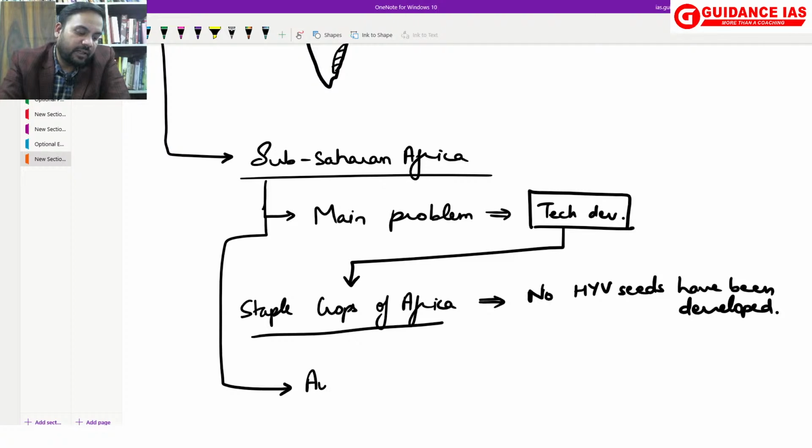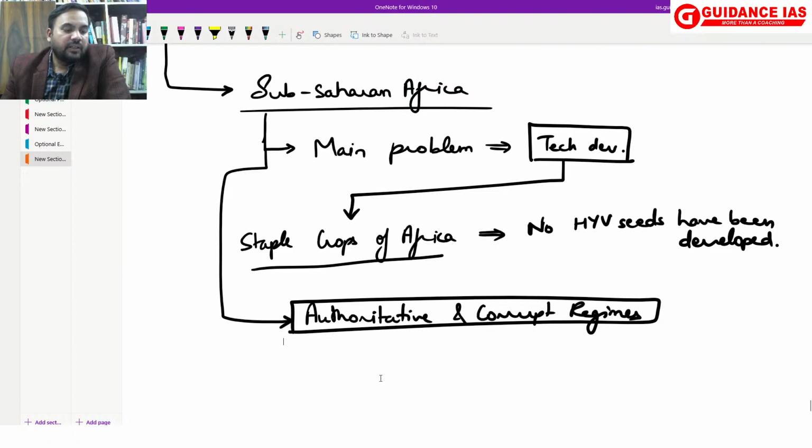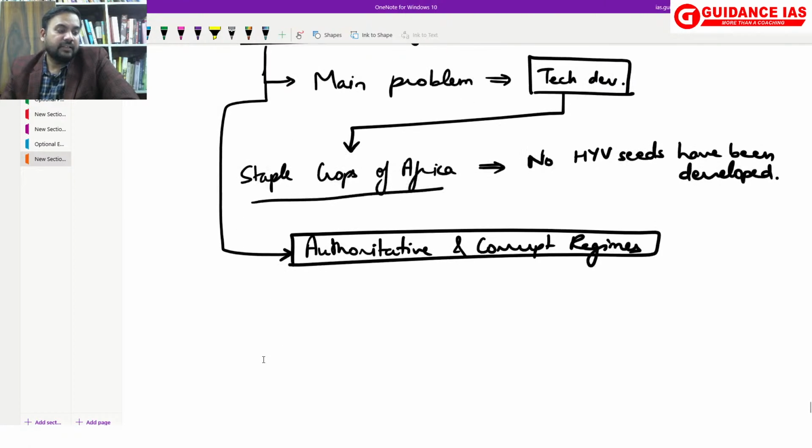Another very important factor is what? Authoritative and corrupt regimes. So that has been another factor due to which distribution has suffered. And in recent times, Africa's population is also growing very fast. We'll see that the TFR is over 4. It is the only continent where the total fertility rate remains still over 4. Okay? So can you understand how to write?